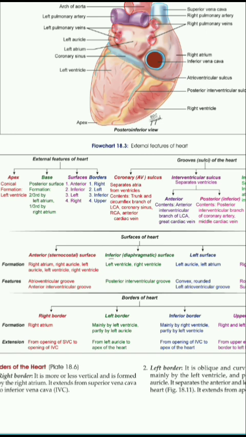If we see the inferior diaphragmatic surface, we see here left ventricle and right ventricle, and its feature is the posterior interventricular groove. We see the groove here, posterior interventricular groove only.